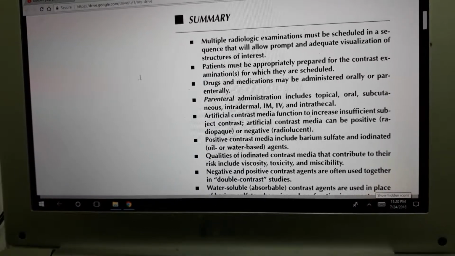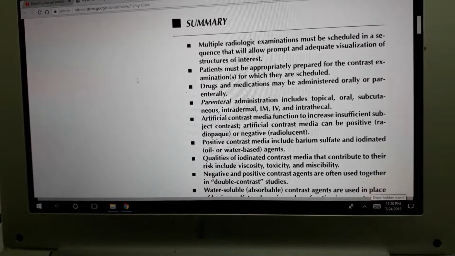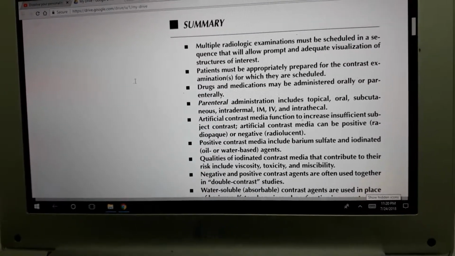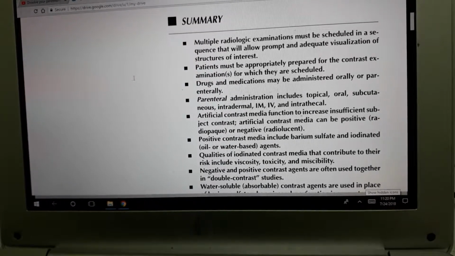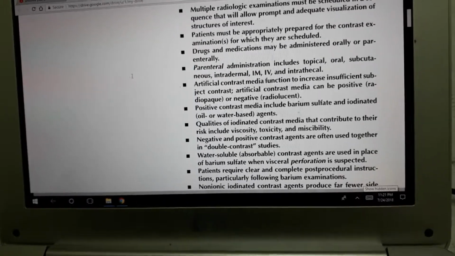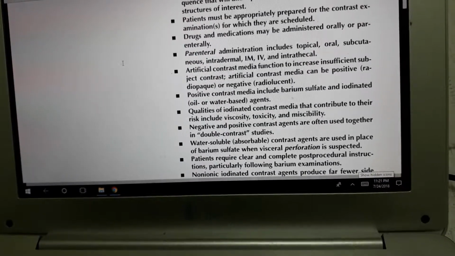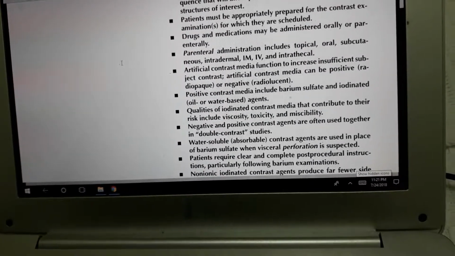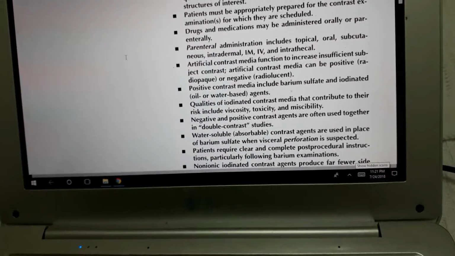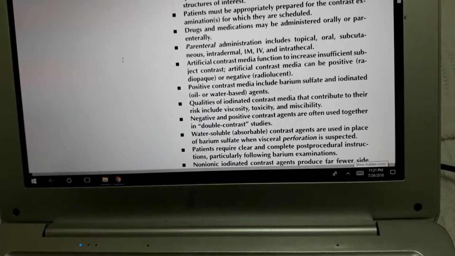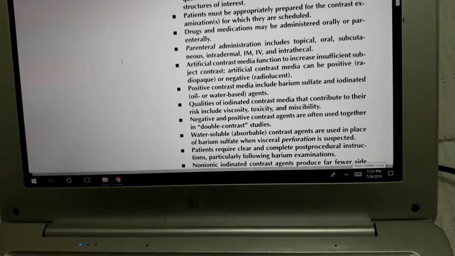Qualities of the iodinated contrast media that contribute to their risk include velocity, toxicity, and miscibility. Negative and positive contrast agents are often used together, as in double contrast studies. Water-soluble contrast agents are used to replace barium sulfate when visceral perforation is suspected. Patients are required to complete the post-procedural instructions, particularly following a barium enema examination.